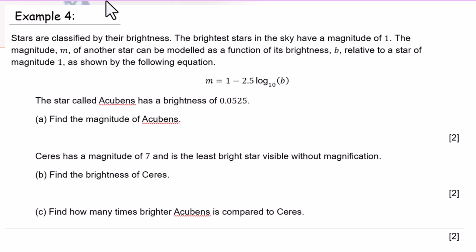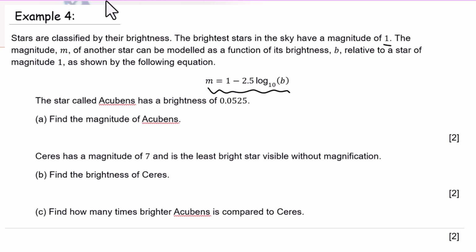Stars are classified by their brightness. The brightest stars in the sky have a magnitude of 1. The magnitude m of another star can be modeled as a function of its brightness b relative to a star of magnitude 1, as shown by the following equations. The star called Acubens has a brightness of 0.0525. Find the magnitude of Acubens.